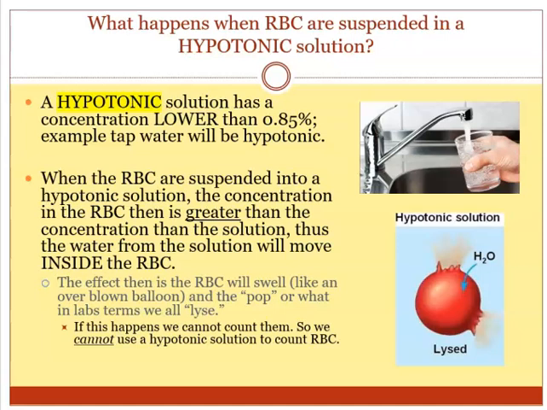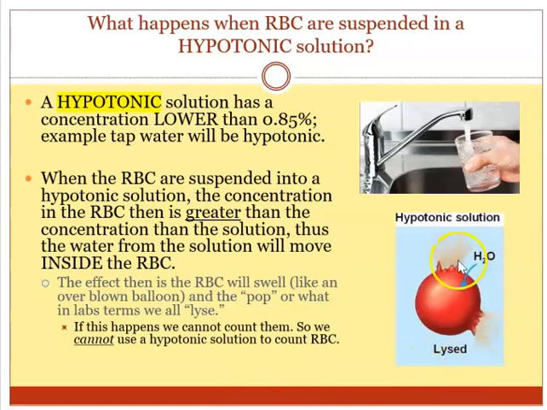The water from the solution will move inside of the red blood cells, and that will cause the red blood cells to swell up like a balloon, and they can swell up to the point that they can pop. If they pop, the term that we use in the lab is lyse. And if this happens, we cannot count them. Remember, one of the main things that we do is count the number of red blood cells patients have. So if they lyse or pop, we won't be able to count them. So we do not want to use a hypotonic solution to suspend our red blood cells in the laboratory.